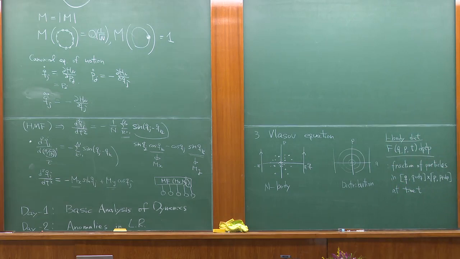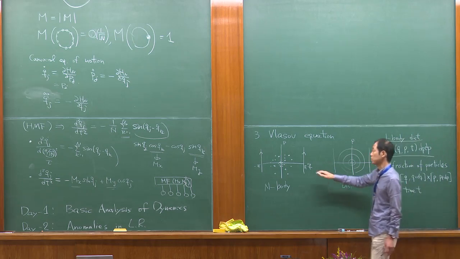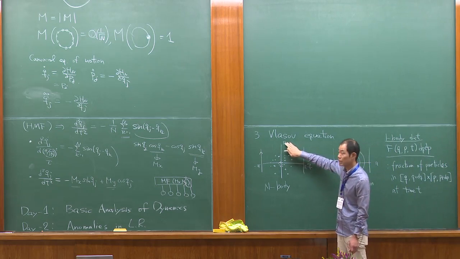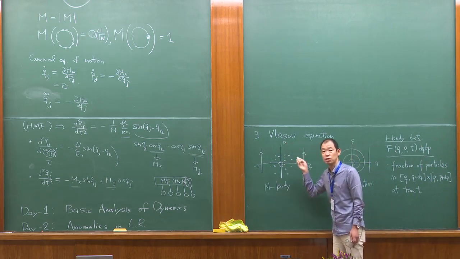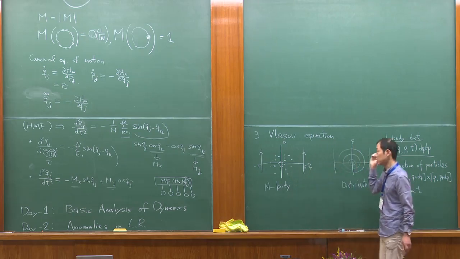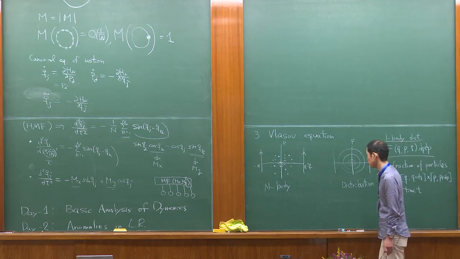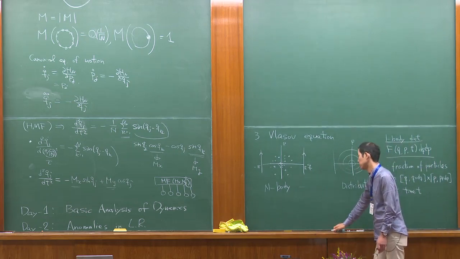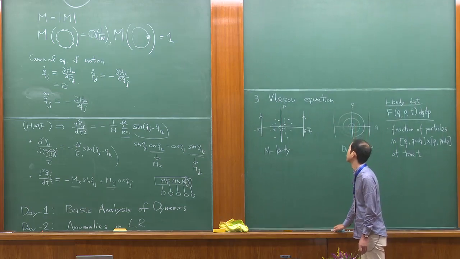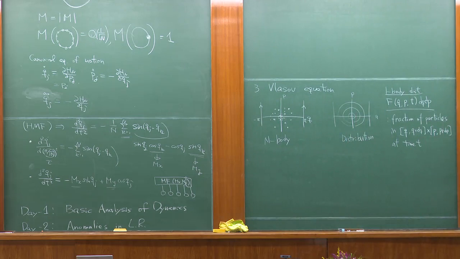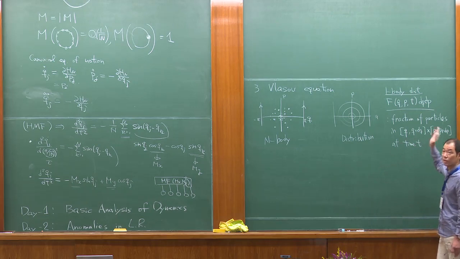Is it clear? This one is just a one-dimensional variable, and this one is a one-dimensional variable, and we put the n particles on a two-dimensional plane, and then we consider the distribution of n particles. So now we have the distribution function F. How about the evolution? How do we get the evolution of F?